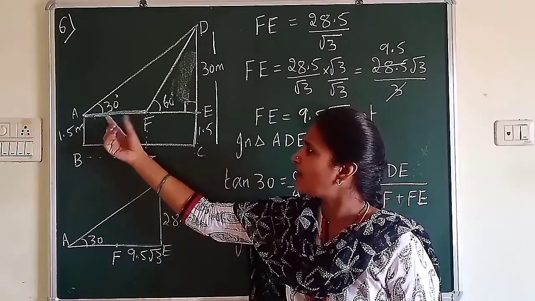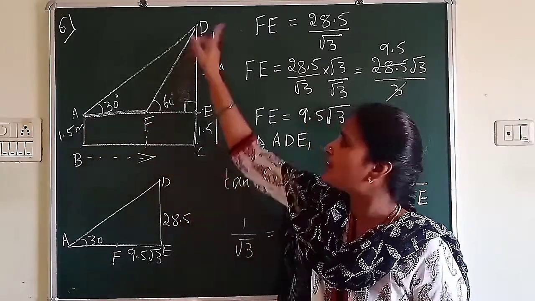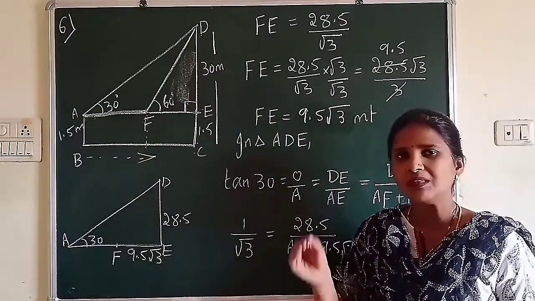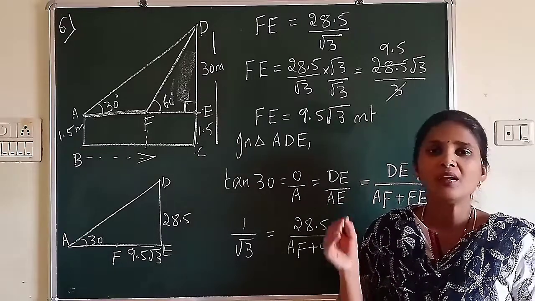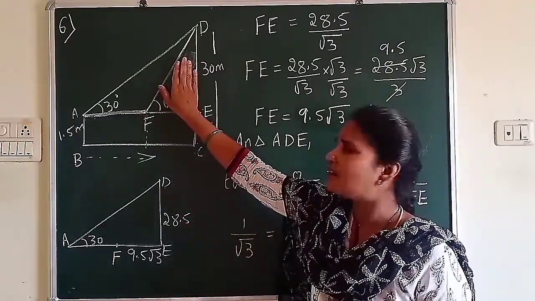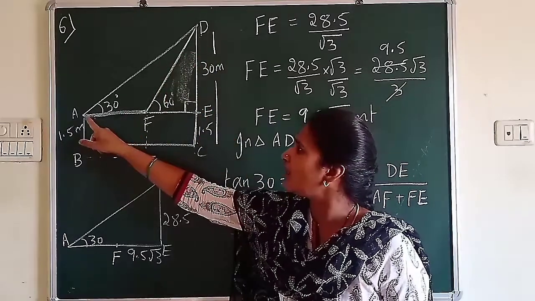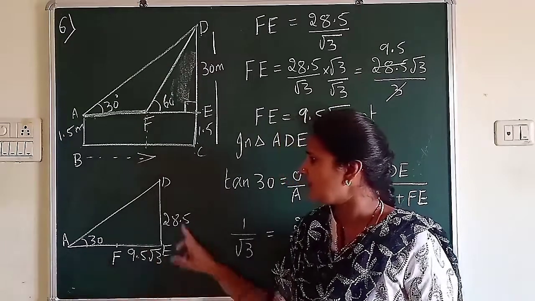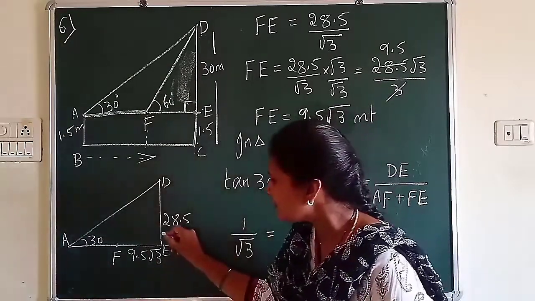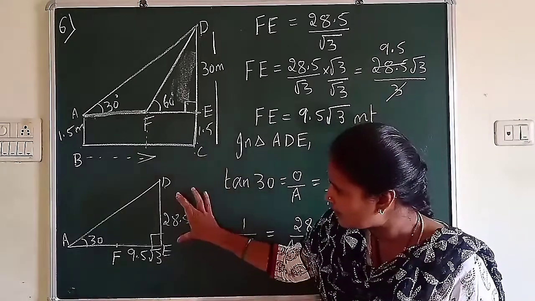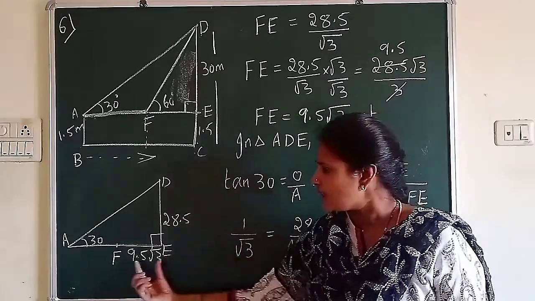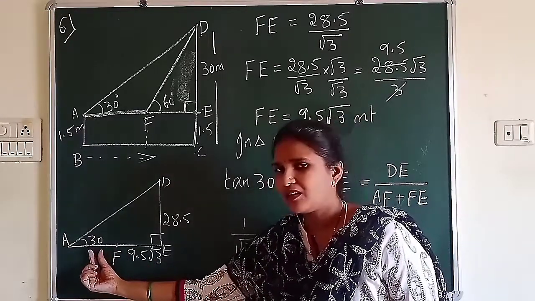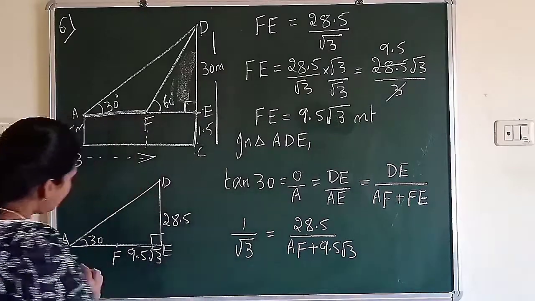To find AF, I cannot take the triangle AFD because AFD is not a right angle triangle. So always remember in this chapter you have to consider a right angle triangle. Now one right angle triangle we have already taken. Now let us take AED. I have taken it separately and drawn it here. AED is another right angle triangle, right angle at E. And this DE we already found out is 28.5. Just now I found out FE is 9.5 root 3. Now the angle is 30 degree. Now we should find AF.